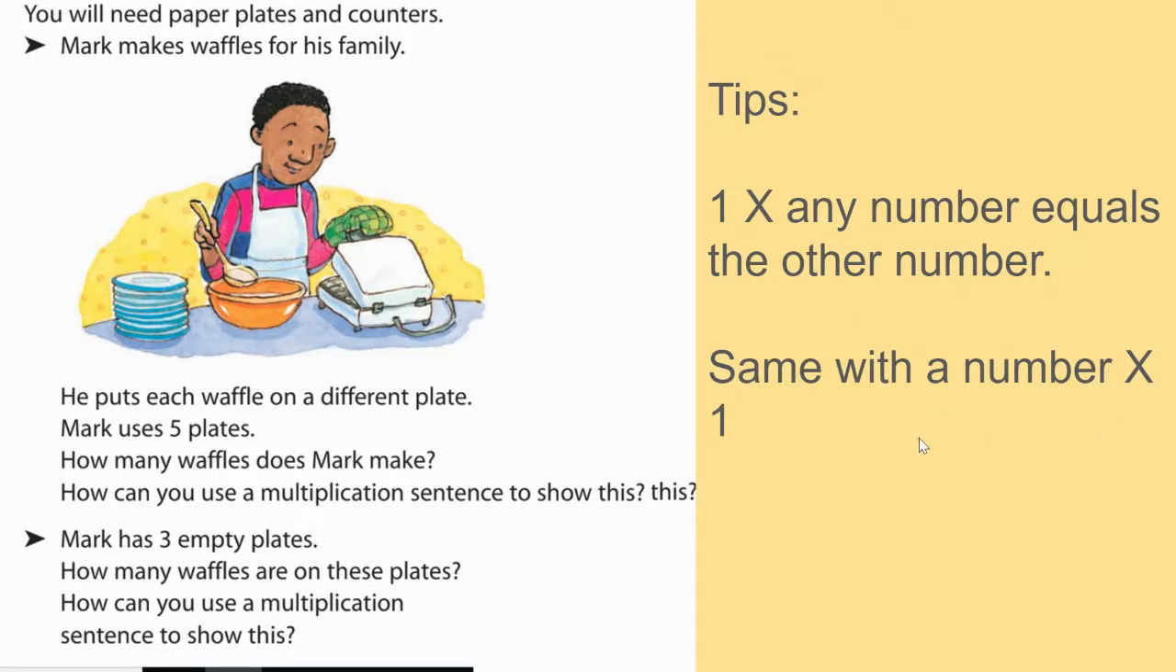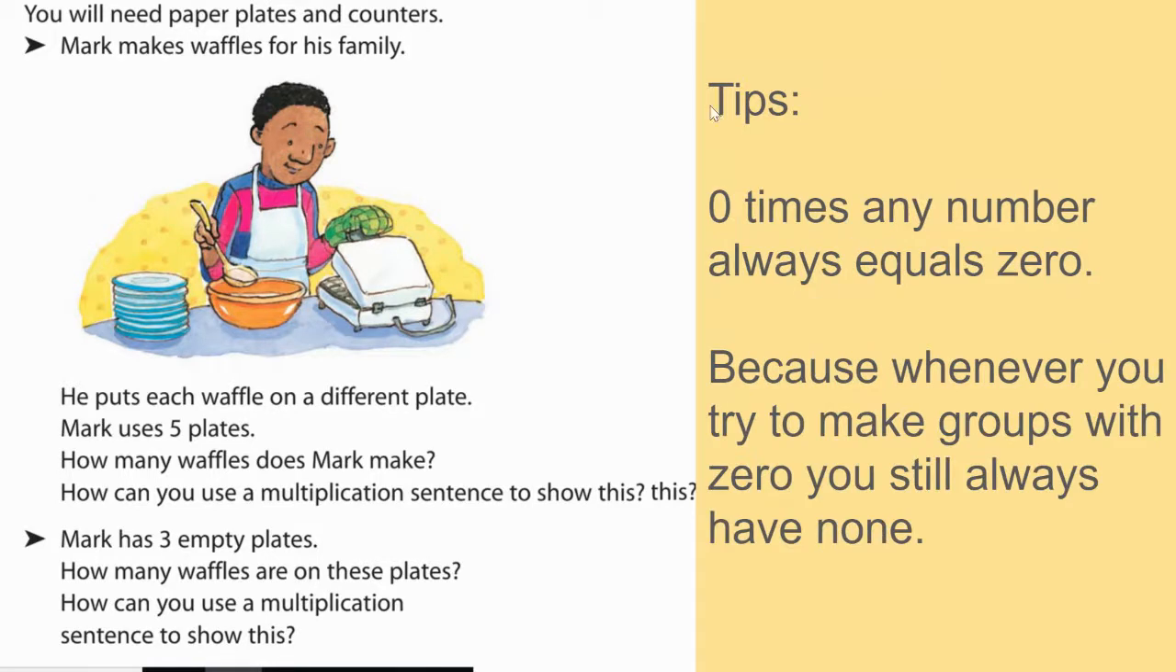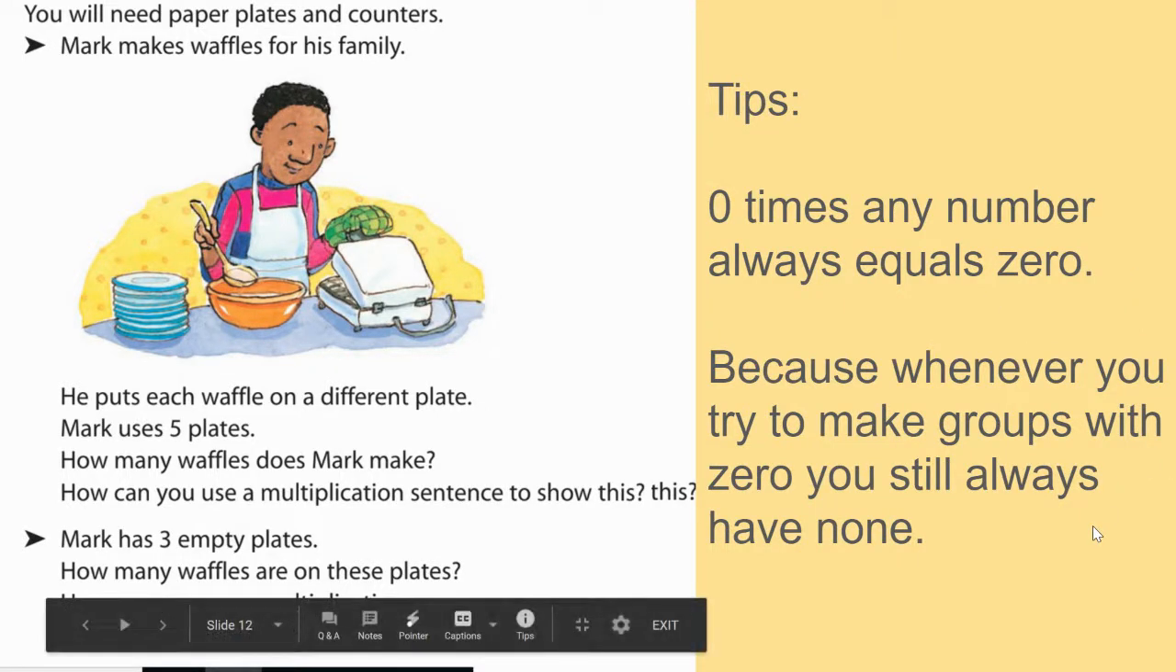So if it's 1 times 5, the answer is 5. If it's 5 times 1, the answer is still 5. Any multiplication sentence that has 1 in it in the factors will equal the other number. Okay? And the other tip, 0 times any number always equals 0, because whenever you try to make groups with 0, you still always have none.